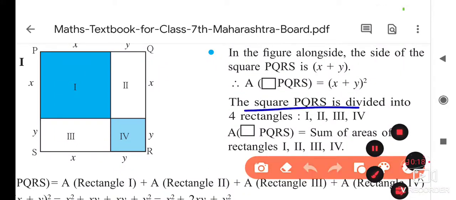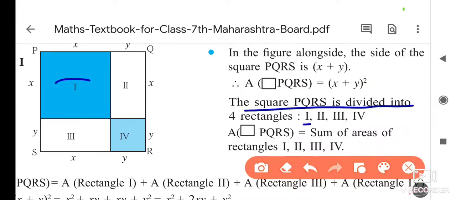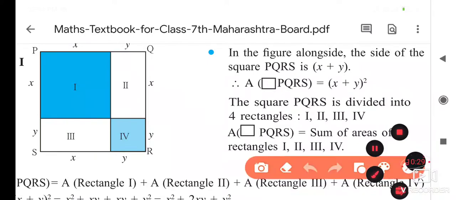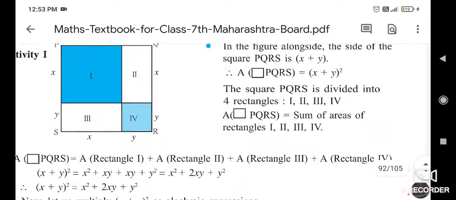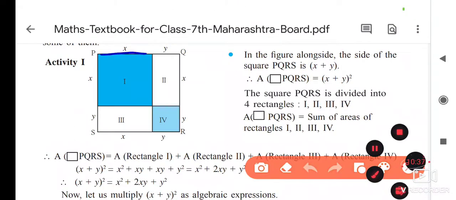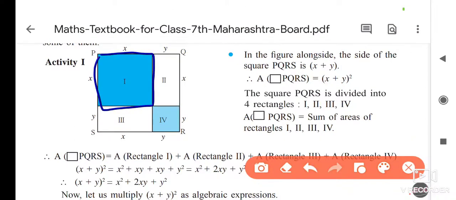Now the area of PQRS is divided into four parts: 1, 2, 3, and this is the fourth one. So 1, 2, 3, 4. As we know, we will find the areas of the square. So for the first part, it is a square, so the area is equal to side square. The side is x, so x square is the area of this big dark part.